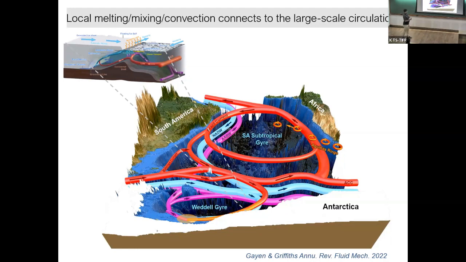Now, the connection. This is your large scale overturning circulation, and I am zooming in on this part. After this melt occurs, you see this is releasing fresh water. Sometimes a water mass transformation happens.